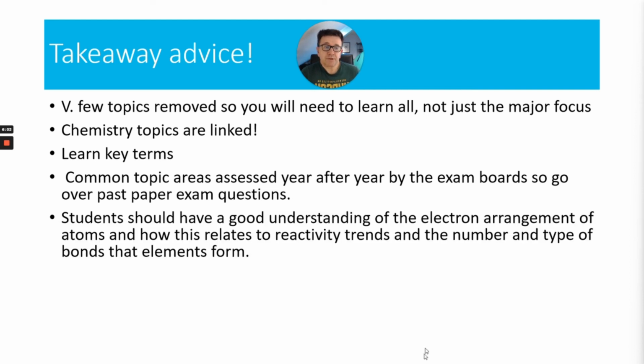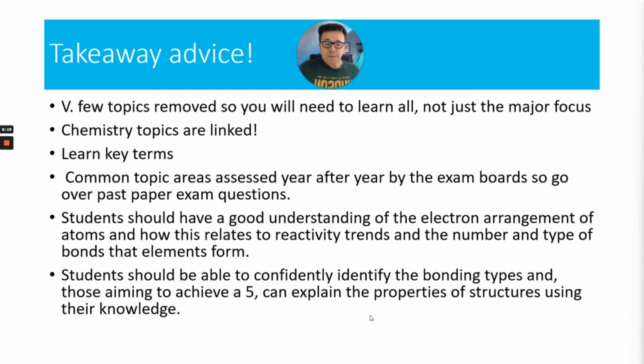You should have a good understanding of the electron arrangement of atoms and how this relates to reactivity trends and the number and type of bonds that elements form. So even though it's not a major focus, it does come up time and again in different topics of chemistry. You should be able to confidently identify the bonding types, and those aiming to achieve a 5 can explain the properties of structures using their knowledge. So there's some takeaway advice for you.